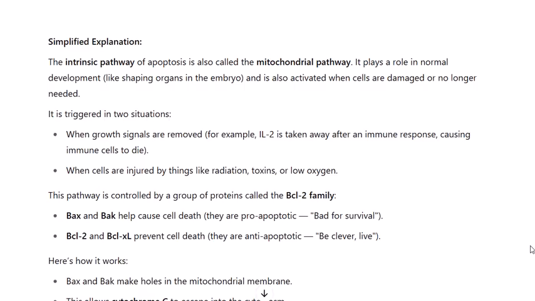BAX and BAK help cause cell death. They are pro-apoptotic, bad for survival. BCL2 and BCL-XL prevent cell death. They are anti-apoptotic, keep cells alive.